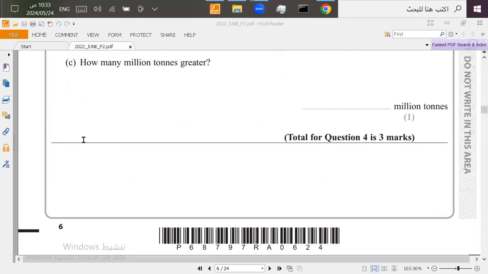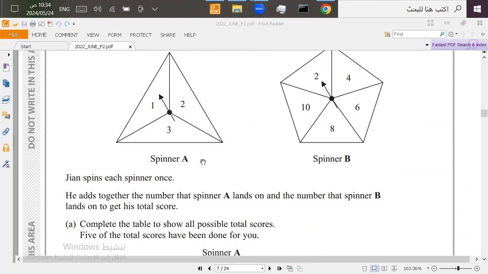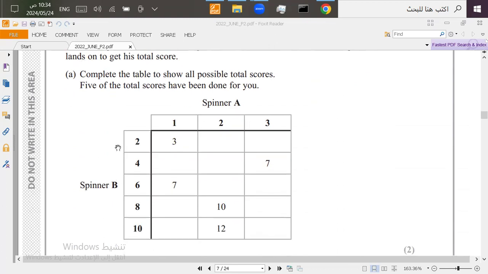This is done. Question 5. Jian has two fair spinners. Spinner A is three-sided and can land on 1, 2, 3. Spinner B is five-sided and can land on 2, 4, 6, 8, and 10. Jian spins each spinner once. He adds together the number that spinner A lands on and the number that spinner B lands on to get his total score. So these are the spinners A and B.